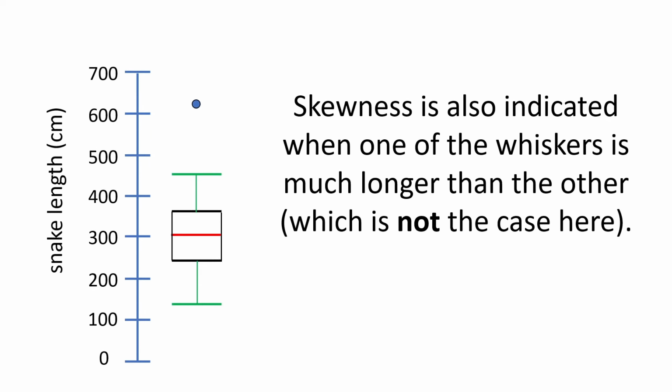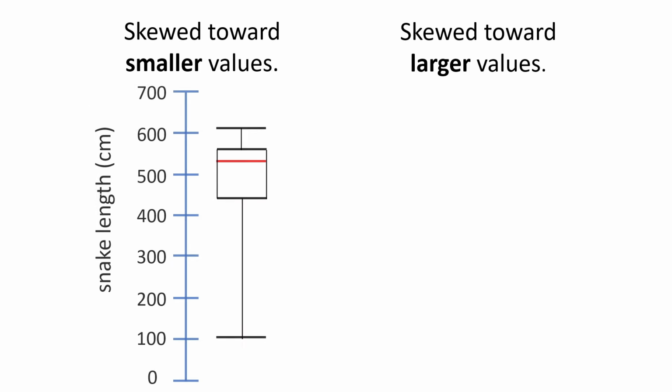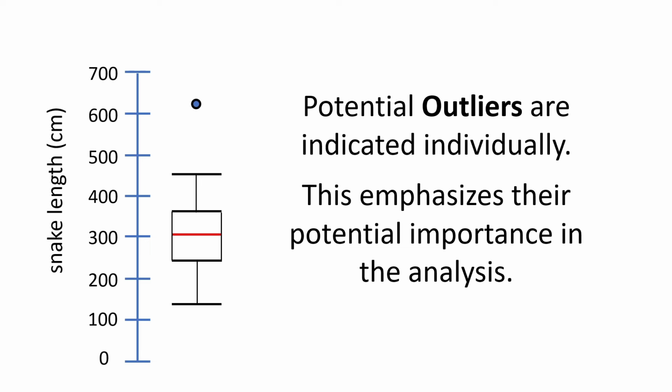Skewness is also indicated when one of the whiskers is much longer than the other, which is not the case here. But here's a couple of examples I remember showing way back. The first example shows a skew towards smaller values. You see the lower tail is much longer than the upper tail, so there's a skew towards smaller values. The opposite of that would be a skew toward larger values. So an asymmetry in the box plot or in the whiskers indicates asymmetry in the data. And finally, potential outliers are indicated individually. This emphasizes their potential importance in the analysis.